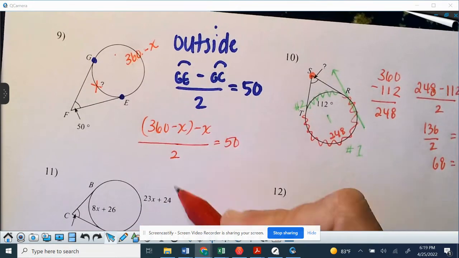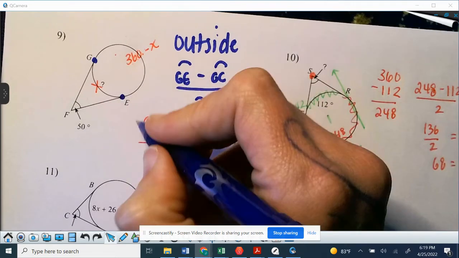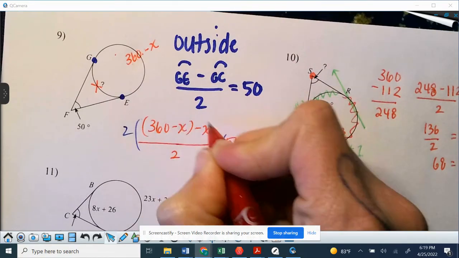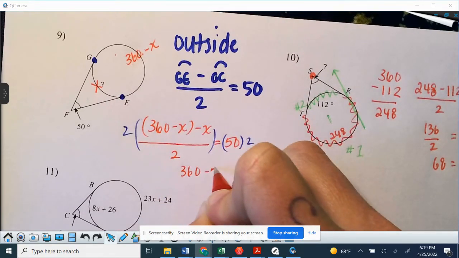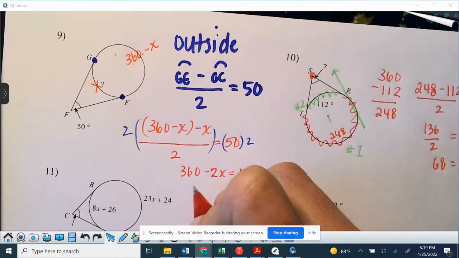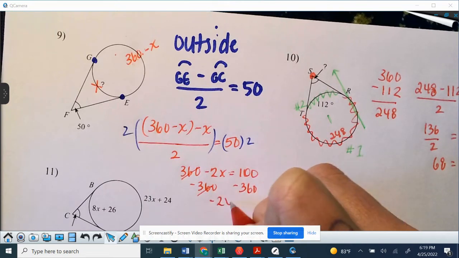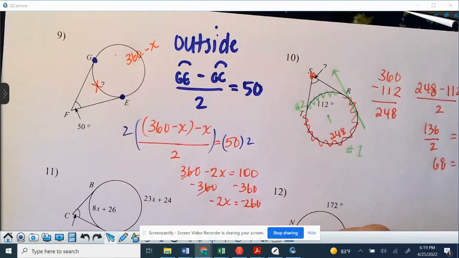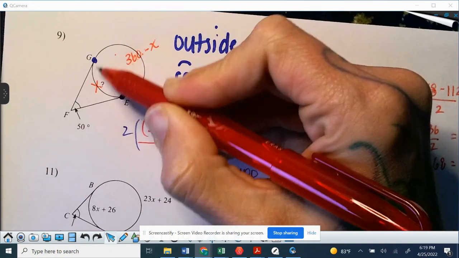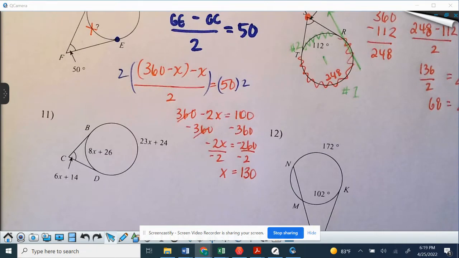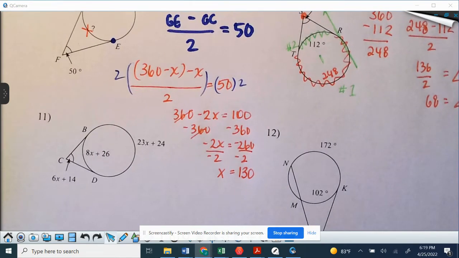So we're going to multiply both sides by 2 to get the 2 off the bottom, as always. So it's going to be 100, and we can clean this up because this is 2 X's: 360 minus 2X equals 100. We're going to subtract 360 to get rid of that because we're solving for X. So negative 2X equals negative 260. Divide by negative 2, and X equals 130. So this one should be 130 degrees. Your GE, the smaller arc, is 130 degrees. Sorry, I fell off the screen. So our answer to this question is 130.